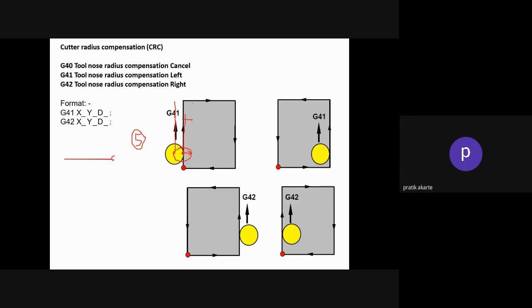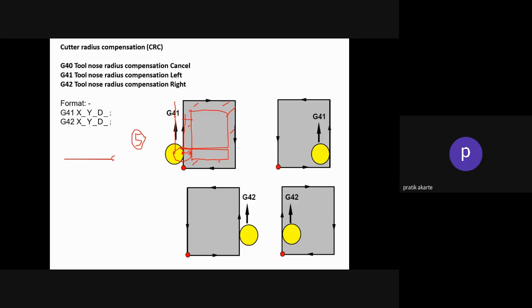So your part will now look something like this. This will be your part. You don't want this much overcut portion. Whatever the portions are over here, these are the overcut portion. You don't want this to happen. So what you will do, you will use the G41 command. So the tool knows radius compensation left.